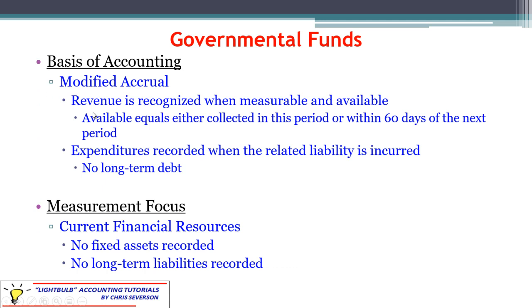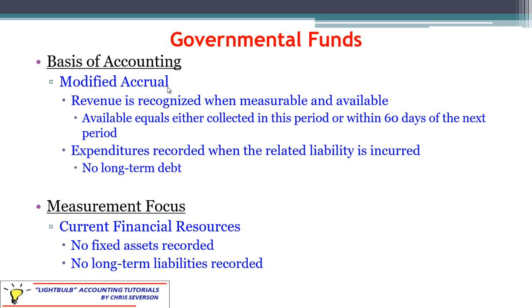So we're going to talk about each of those individual funds in just a little bit, but before we get any detail on those, we need to look at fund categories in general and what type of basis of accounting they use and what measurement focus they have. So each fund category is going to have a certain basis of accounting and a certain measurement focus. What we're going to find is that the governmental funds are different than the other two classifications. Under the governmental funds, they use something known as modified accrual, which we're familiar with accrual-based accounting from financial accounting courses, but this is slightly modified.